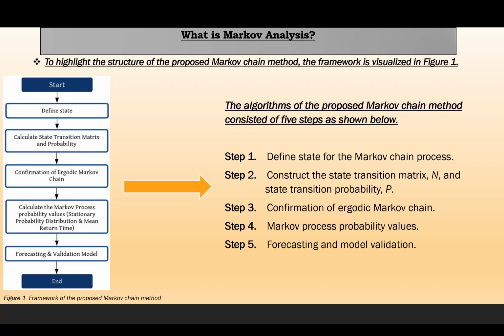The algorithm of the proposed Markov chain method consists of 5 steps, which are shown as follows. Step 1, define the states for the Markov chain process. Step 2, construct the state transition matrix N and state transition probability P. Step 3, configuration of the ergodic Markov chain. Step 4, Markov process probability values. And step 5, forecasting and model validation.